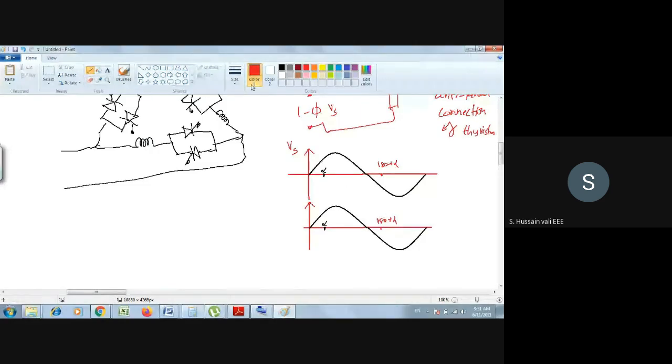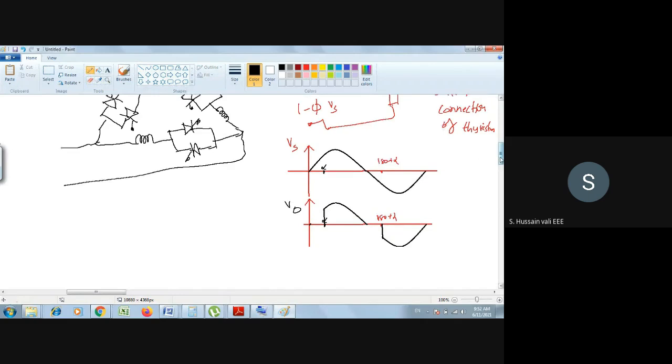So this is your output voltage. V naught is the output voltage. Now you see the output voltage V naught. Of course, it is AC, but it is not sinusoidal. This is the point you must keep in your mind.